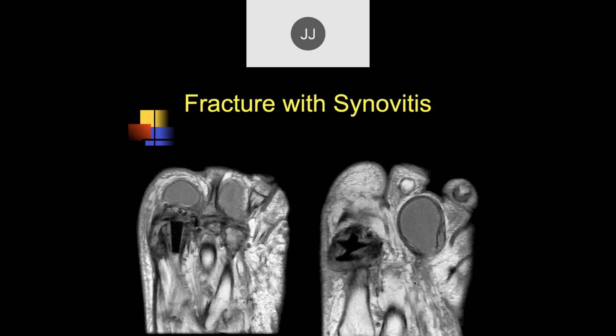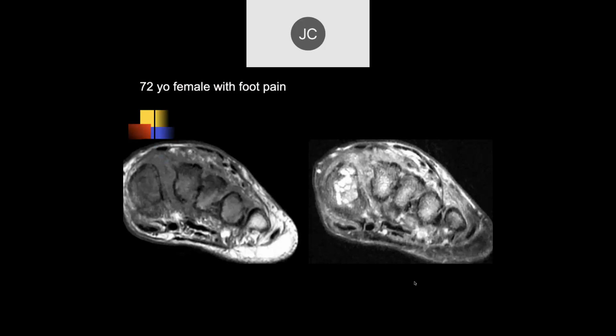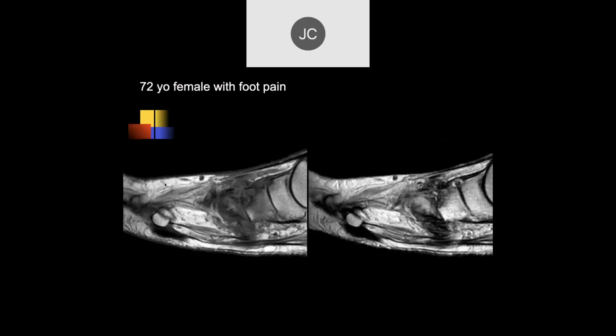Okay, great. Okay, Robert. All right, so we have a 72-year-old female with foot pain. It looks like there's a lot of edema in the metatarsals with some irregularity and subchondral cystic change, and a lot of soft tissue edema there. Scarring. Some separation here.